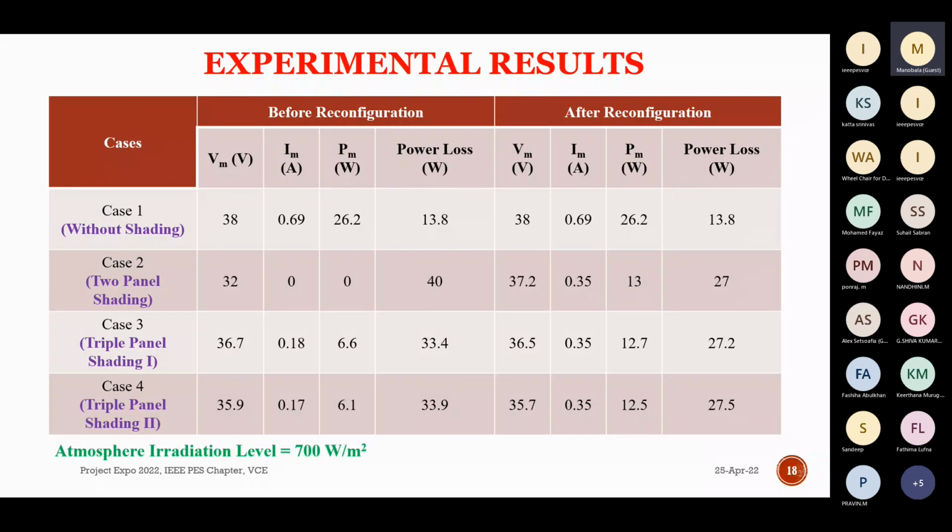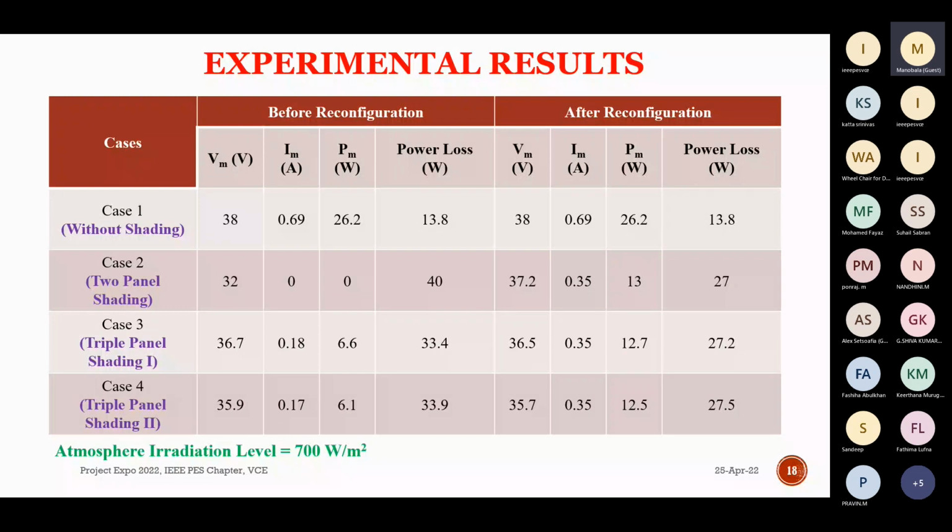It is the same before reconfiguration and after reconfiguration, because no reconfiguration is required for case 1. In case 2, the power is 0 because the panels are fully shaded. After the reconfiguration, the power will be increased to 30.